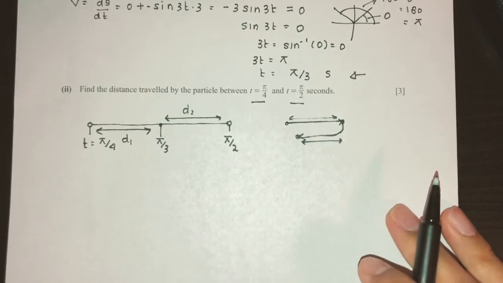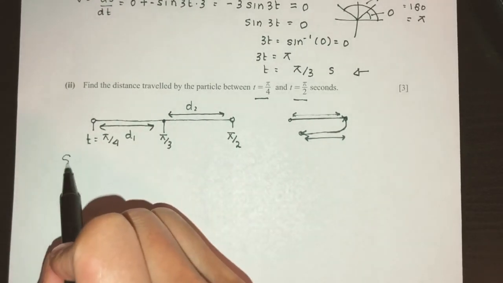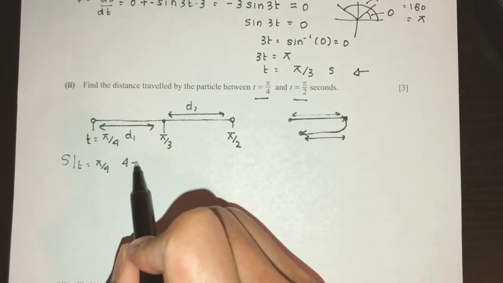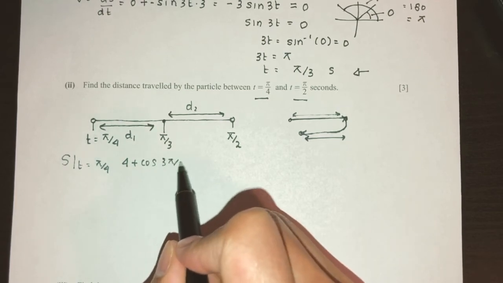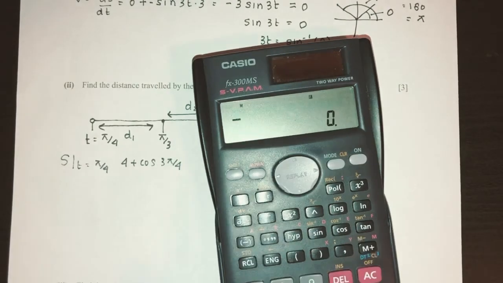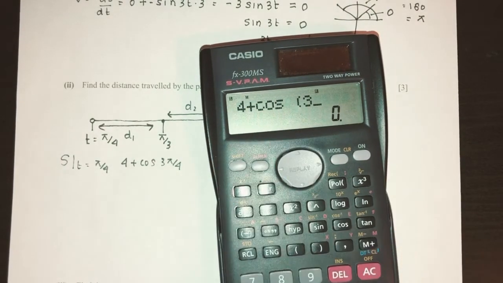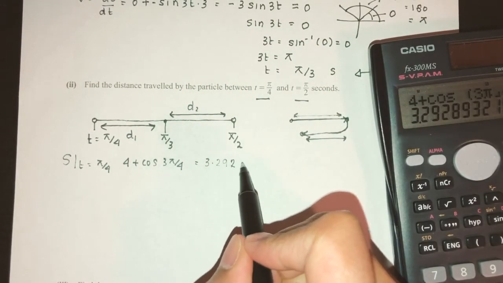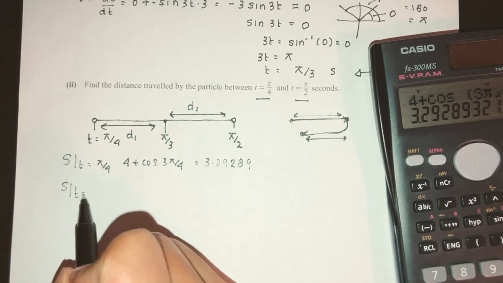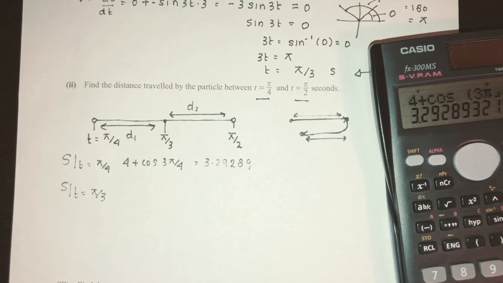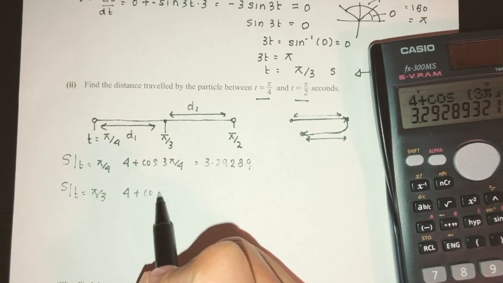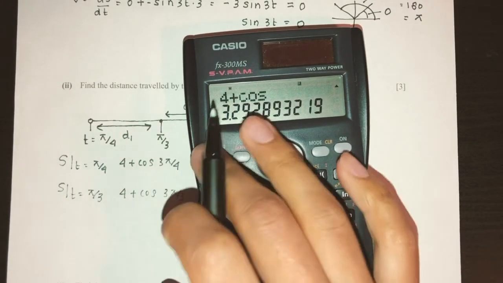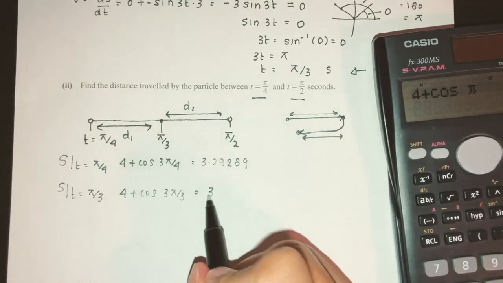So let's find the value of s at each of those 3 times. So s at the value of t equal to pi by 4. That will be, s is given by 4 plus cos 3 pi by 4. So we have to use radians here. 4 plus cos 3 pi by 4, that will be 3.29289. s at t equal to pi by 3, that will be 4 plus cos 3 pi over 3, cos pi. That will be 3.